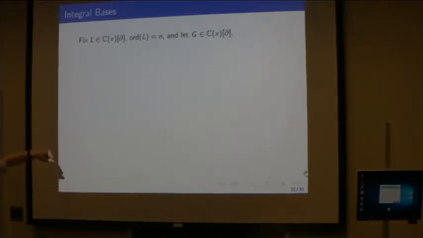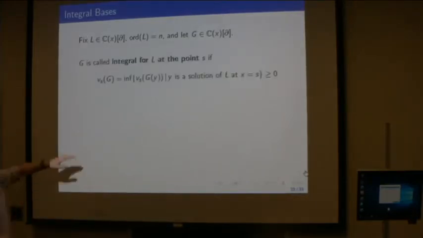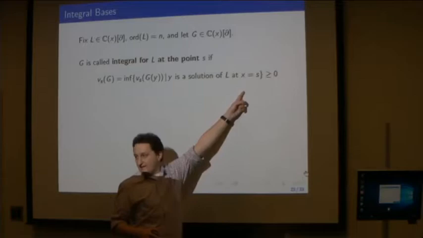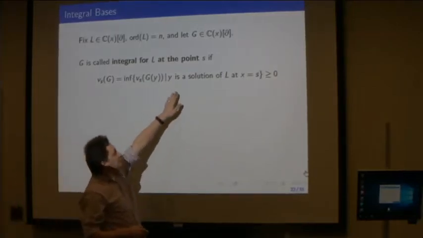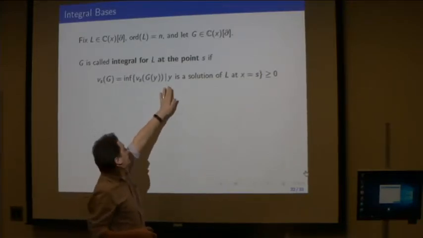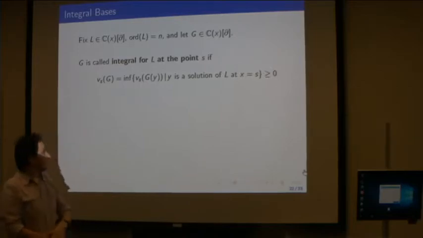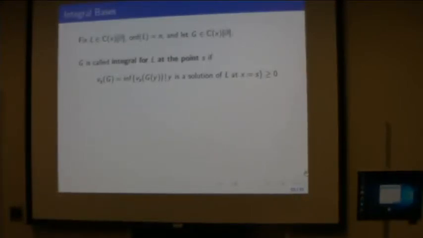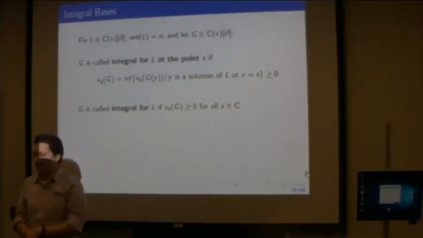Now let's say we have L with order n, and let's say we have another differential operator g. Let's define the valuation of g at one point s like this. Here y is a solution of L at the given singularity, and we compute the valuations of g of y. We can only look at the basis elements, those solutions. If the infimum of these valuations is greater than or equal to 0, then we say that this differential operator g is integral for L at one point. Now we can consider all of the points, and then g is called integral for L if its valuation is greater than or equal to 0.